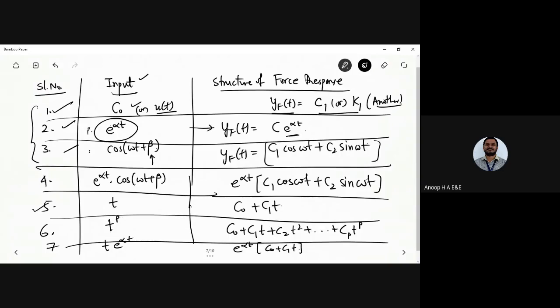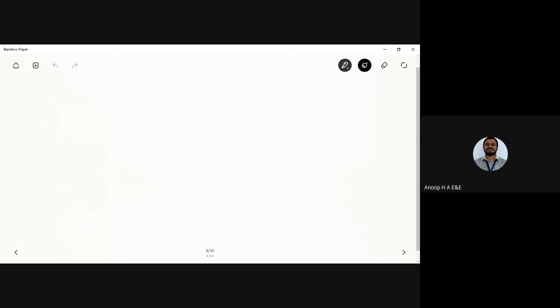If you observe carefully, the structure of the forced response depends on the input. So these are the four things that are very importantly highlighted there. The rest, that is the fourth one, sixth one, and the seventh one, are derived from the other inputs present there. Now a case arises where you are going to have repeated roots.